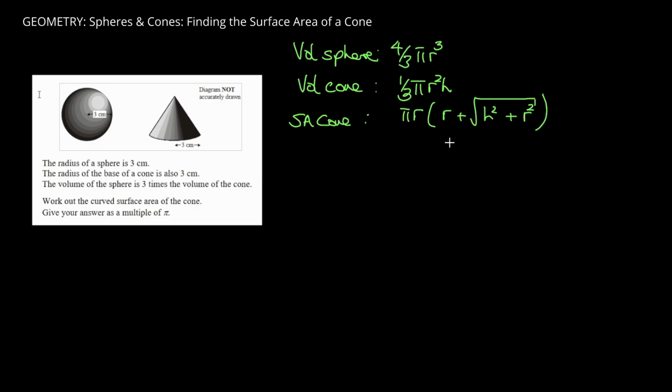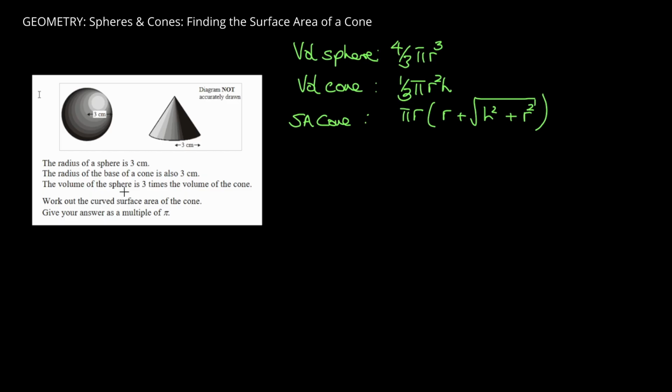I've written down the various formulas involved: the volume of the sphere, the volume of the cone, and the surface area of a cone. And you can see they're all in terms of R and H. R we know, H we don't know, H being the height of the cone. But happily, the linking of the volumes will give me an expression for H. So let's do that first.